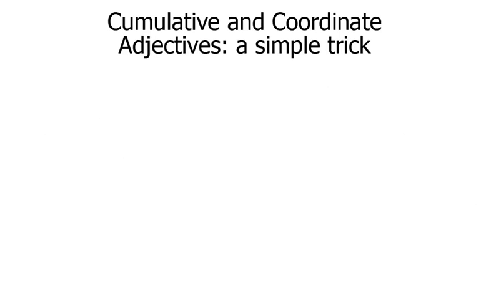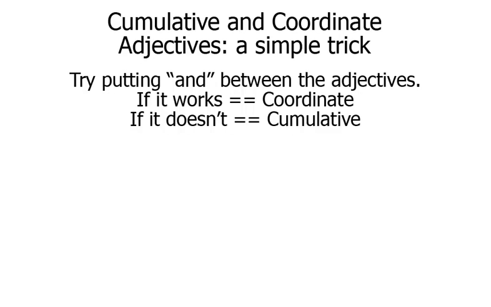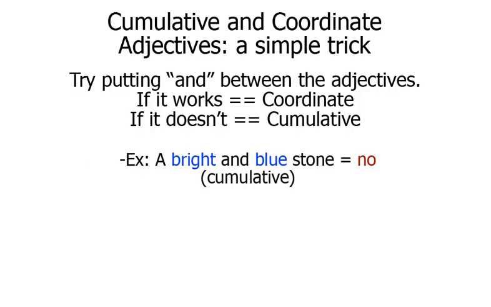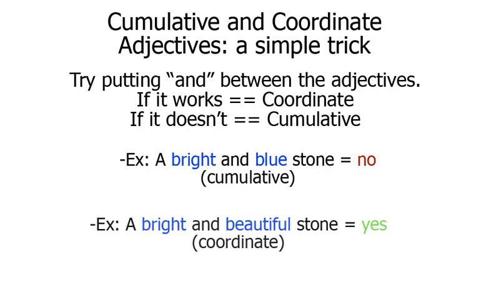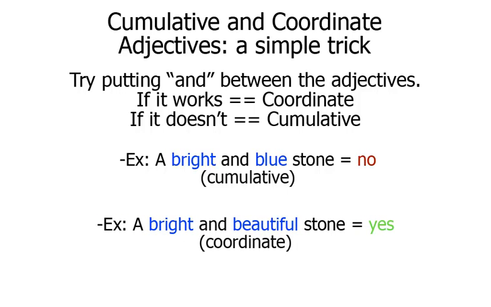Now, realistically, no one remembers the adjective order, and so the easy way to tell them apart is to try and put the word and between the adjectives. If it works, the adjectives are coordinate, and if not, they're cumulative. So to use the earlier examples, a bright and blue stone doesn't sound right. A bright and beautiful stone does. If you can remember adjective order, great. If not, the and trick will also get you the same results.